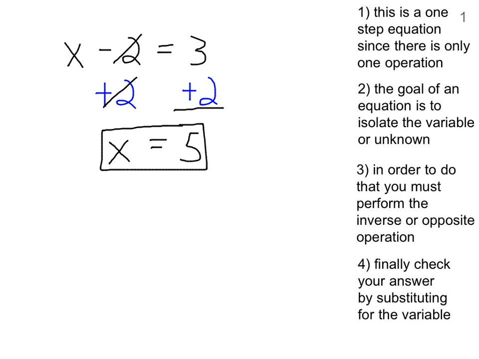Now again, the last thing you need to do is check your answer by substituting for the variable. So instead of x, we're going to put 5. And that gives us 5 minus 2 equals 3. And of course 5 minus 2 is 3, so the equation balances out. We get 3 equals 3, so our answer of x equals 5 is correct.